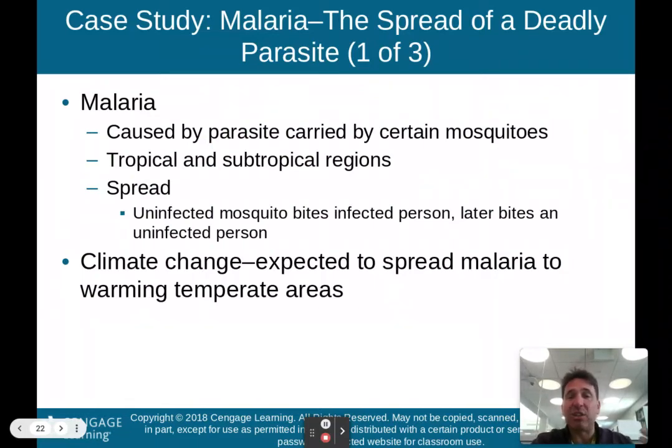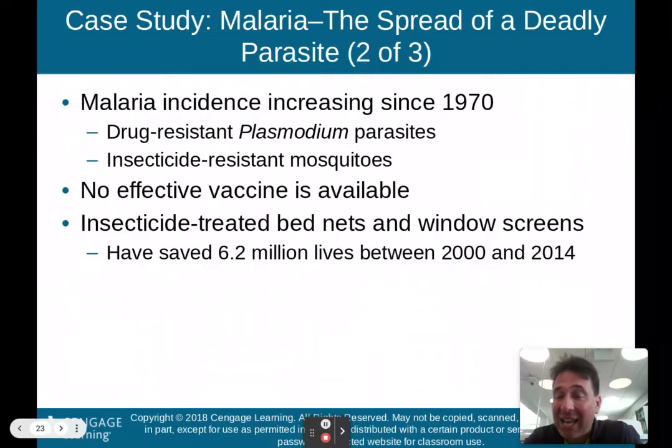Climate change is expected to spread malaria to warming temperature areas. That's what we talked about when we said those disease vectors would change with climate change, right? Mosquitoes like those warm, wet, kind of humid conditions. So with global warming and climate change, areas that aren't necessarily tropical or subtropical may become tropical and subtropical. And so now you're going to introduce these excess mosquitoes, which could be carrying this parasite that produces malaria. And this, unfortunately, could spread malaria to places where it has never been before. Again, that's climate change.